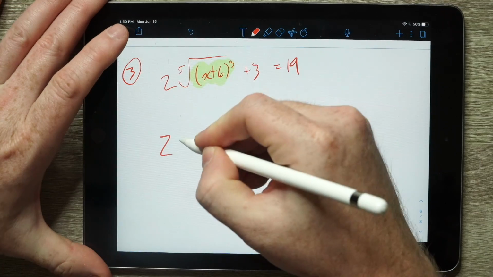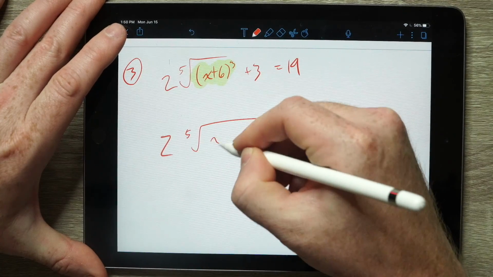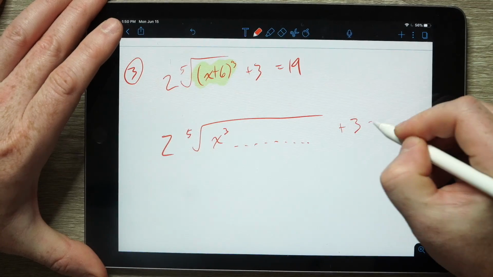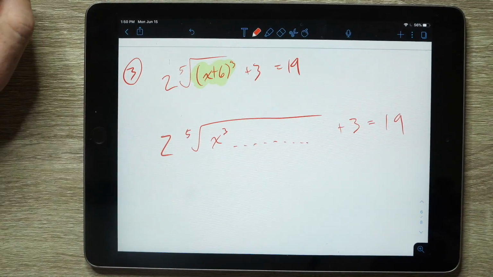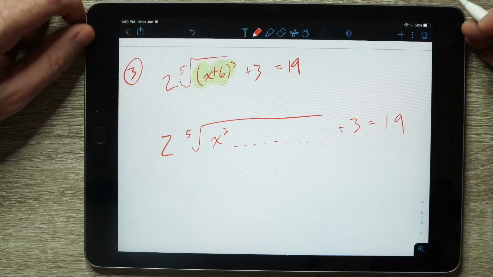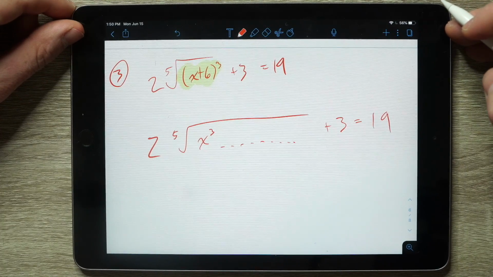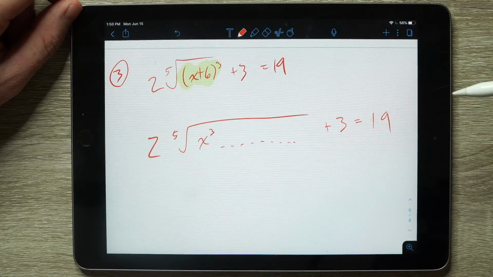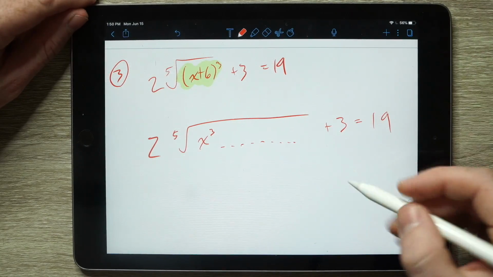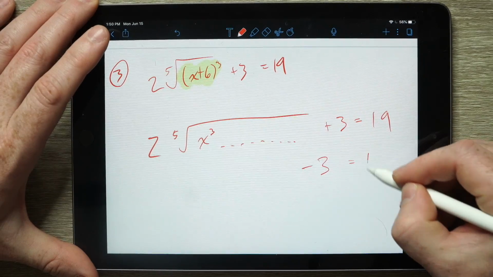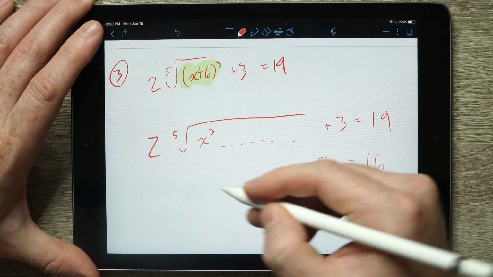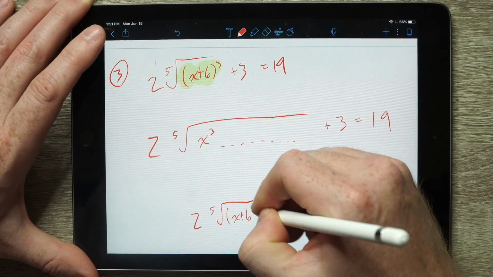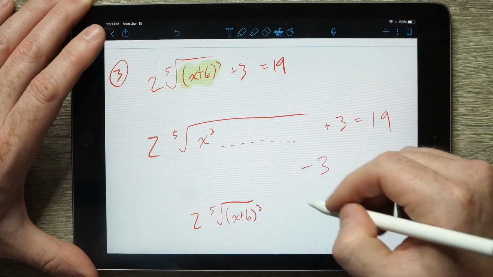So let's say that we have, probably to subtract 3 over. We have all that stuff worked out, right? Let's just assume that it'd be x cubed something something something, right? Yeah. Okay, so then you said you would subtract the 3? Yeah. Okay, let's do that. So if we subtract 3, that gives me 16 on the right-hand side. And then I'm just going to leave this as x plus 6 cubed for right now.